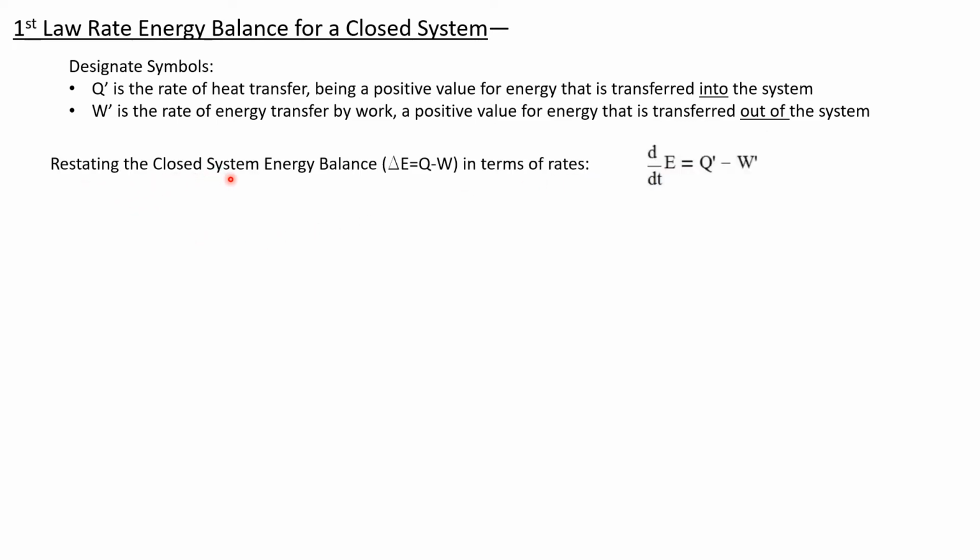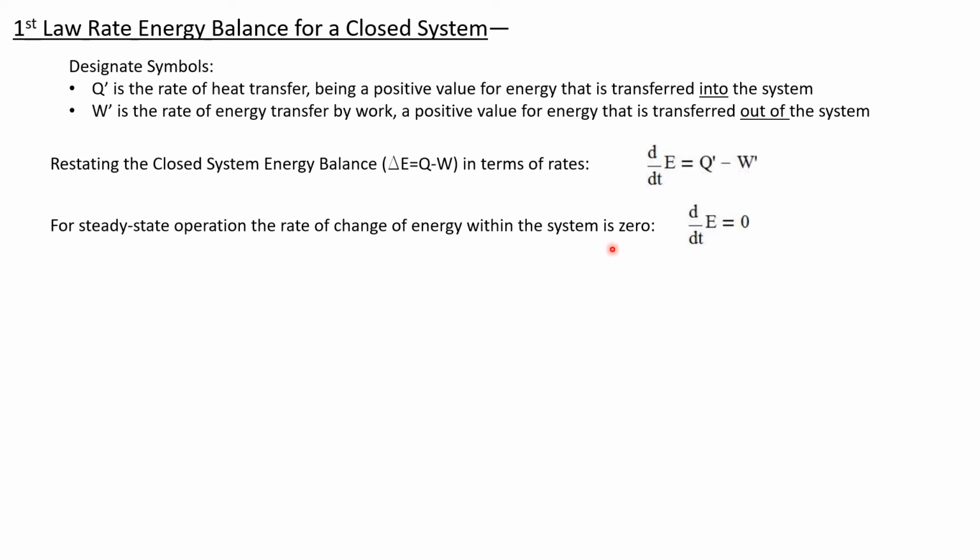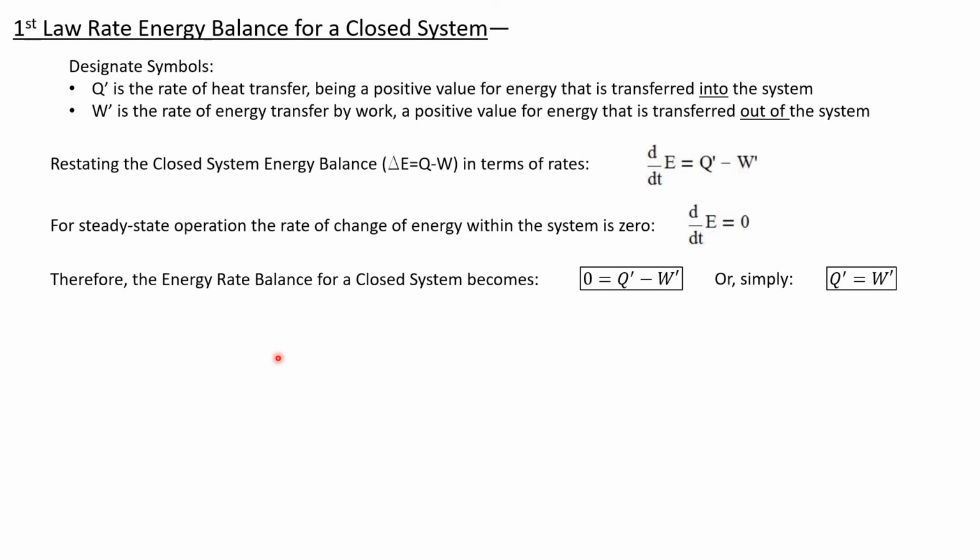So we can restate the closed system energy balance, which we had originally said was the change in energy during a process. It's just Q minus W. But we can put that in terms of rates. Instead of delta E, we have dE/dt. The rate of change of energy with respect to time is equal to Q dot minus W dot. And if we're in a steady state operation, dE/dt is 0 because the system is neither accumulating nor losing energy. So we can write a simplified energy rate balance for this closed system. We can say that dE/dt is 0, and 0 is equal to Q dot minus W dot, or we could say that Q dot is equal to W dot.